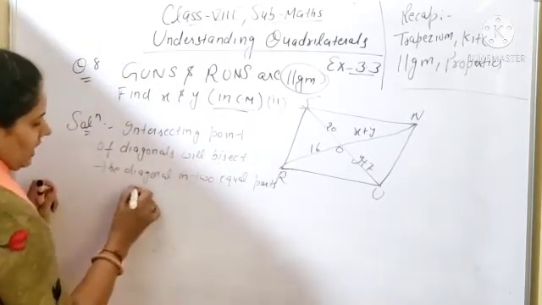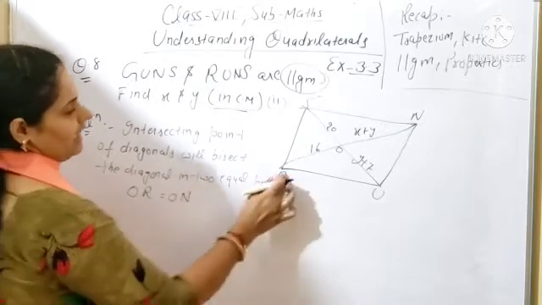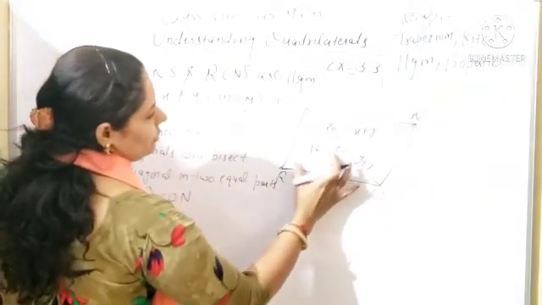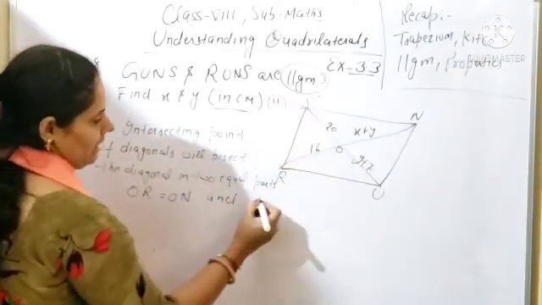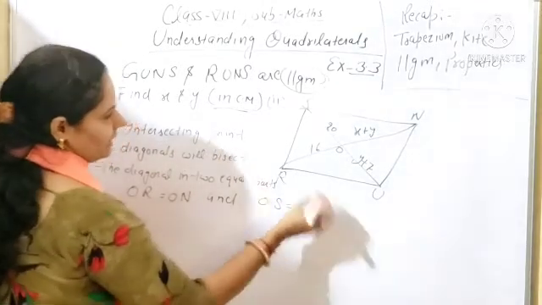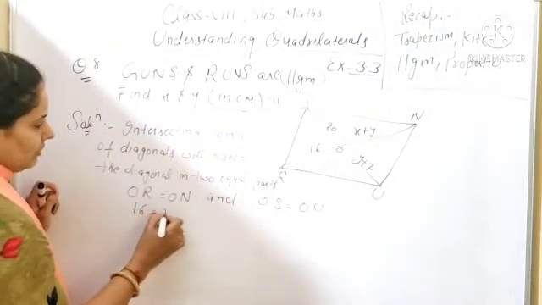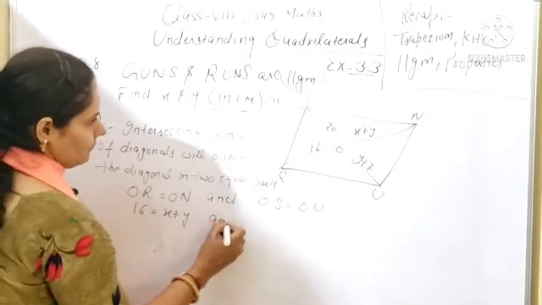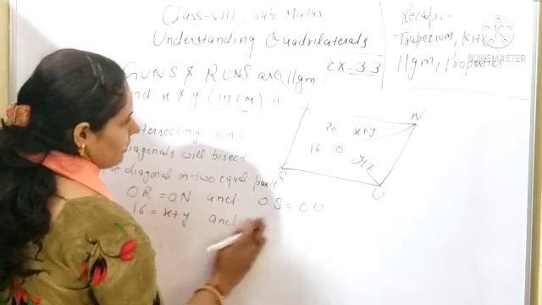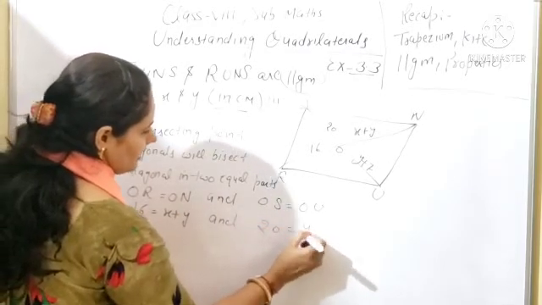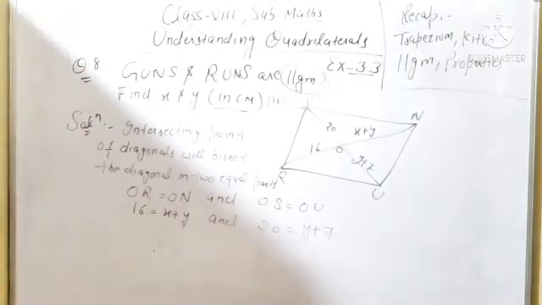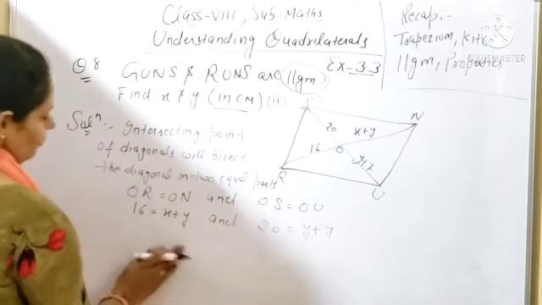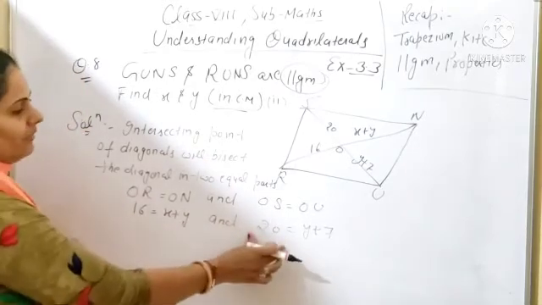Okay, so you can say OR will be equal to ON. If you are taking the diagonal RN, so it is dividing it into two parts, OR and ON. So OR will be equal to ON, and second one, if you are taking SU diagonal, so OS will be equal to OU. Clear? Now put the value. So OR is 16 is equal to x plus y, and OS is 20, 20 is equal to y plus 7. Clear? Is it clear beta? Okay, x plus y and y plus 7 is equal to 20.